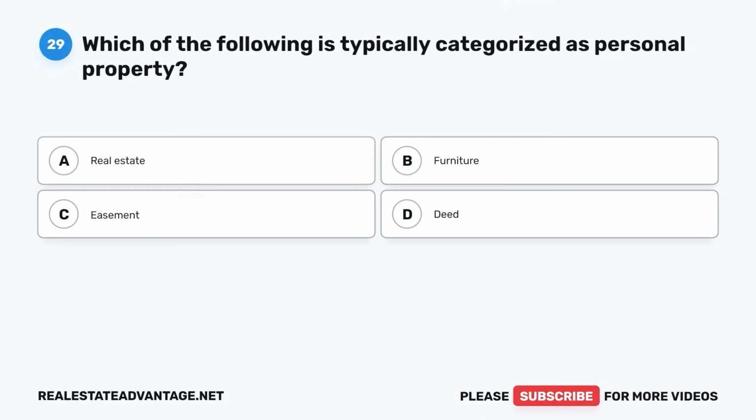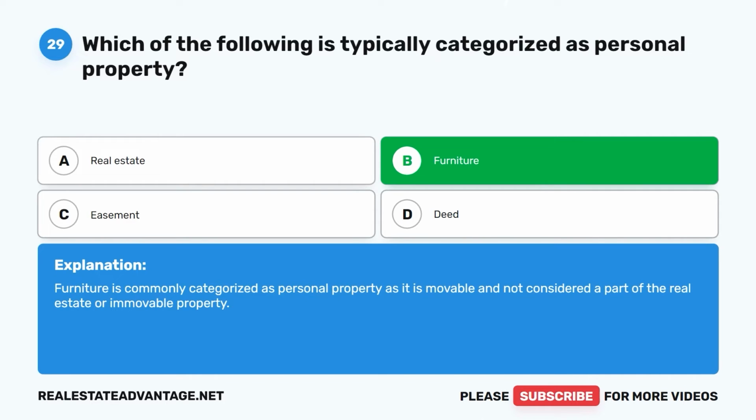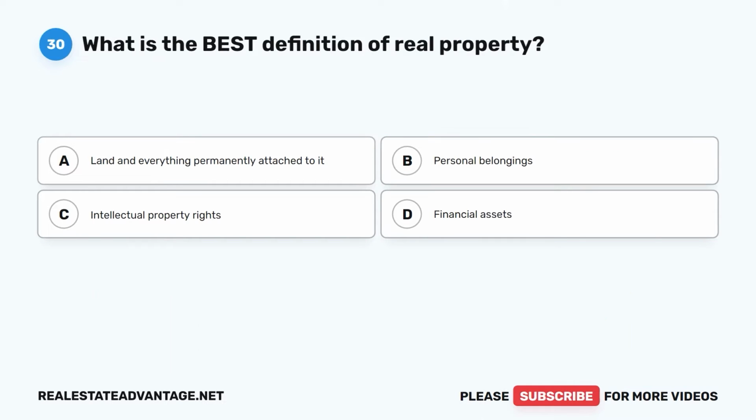Real estate, B, furniture, C, easement, D, deed. The correct answer is B, furniture. Furniture is commonly categorized as personal property, as it is movable and not considered a part of the real estate or immovable property.